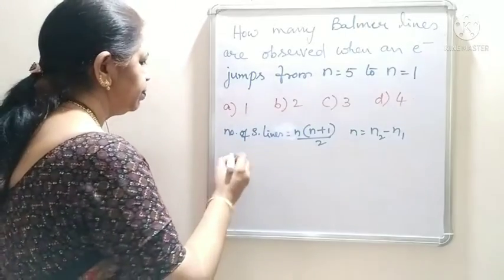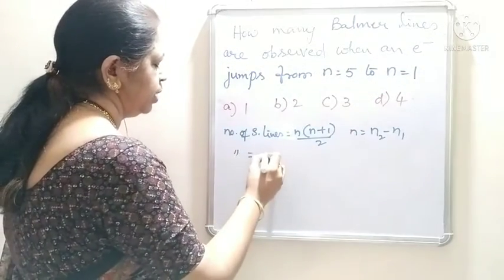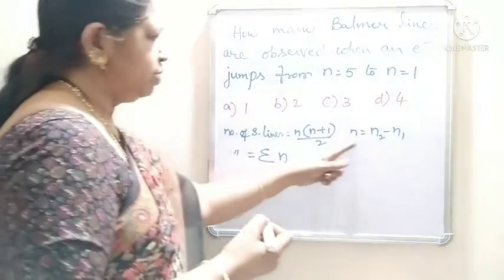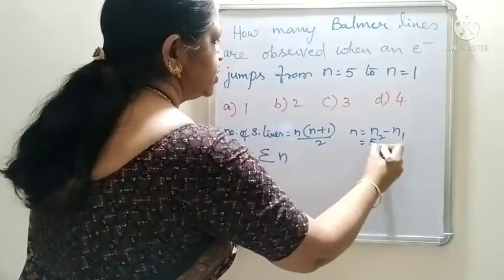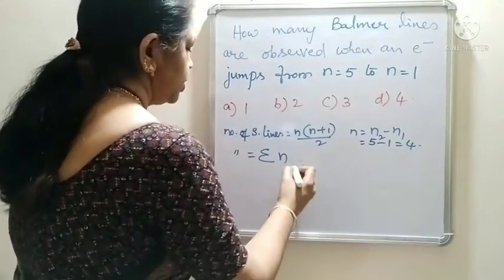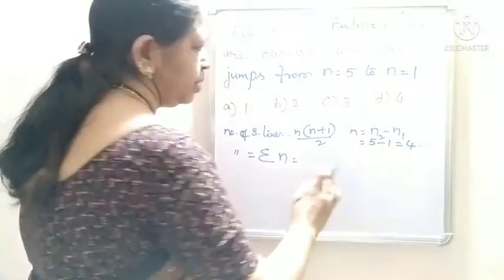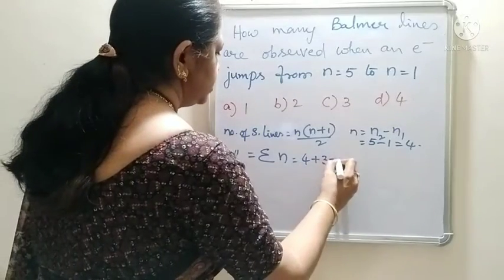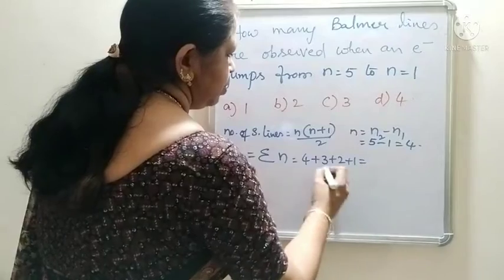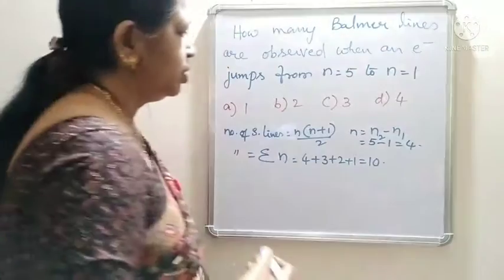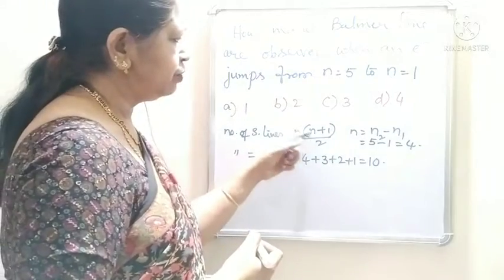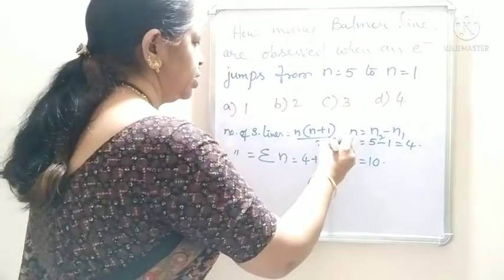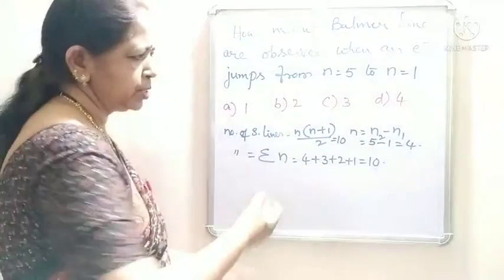The other one is number of spectral lines can be calculated by sigma n. Here what is n value? It is 5 minus 1 which is equal to 4. Sigma n means we have to write this number and its lower numbers and add all of them. 4 plus 3 plus 2 plus 1. Total number of spectral lines is 10. By using this formula also we will get 4 into 4 plus 1 is 5, 4 into 5 by 2, 20 by 2, 10, 10 only here also, and in this also we are getting the same number of lines.